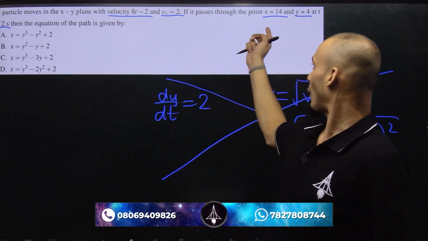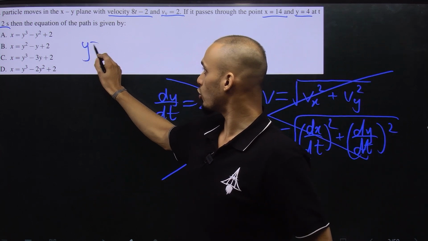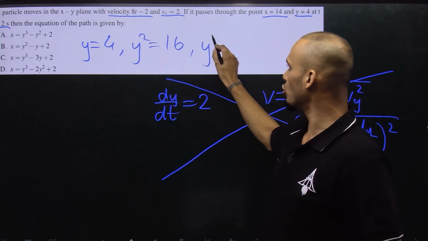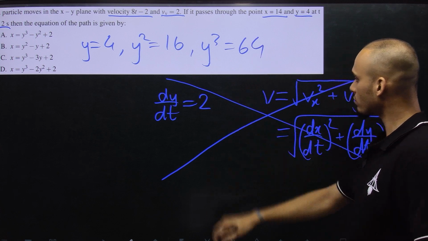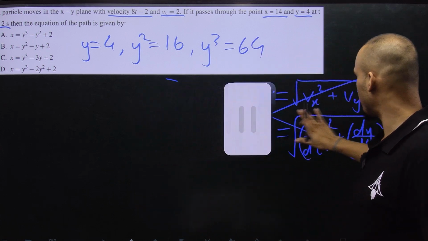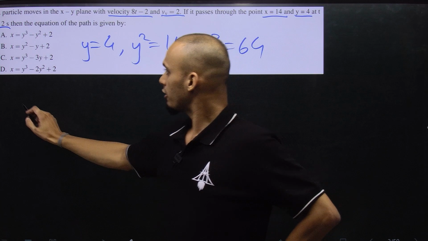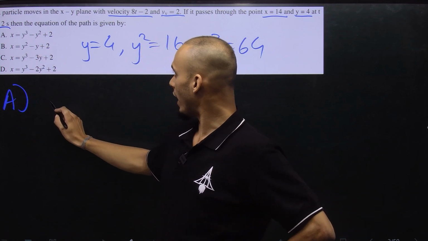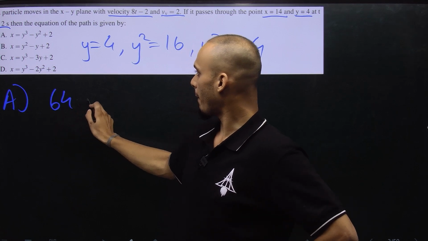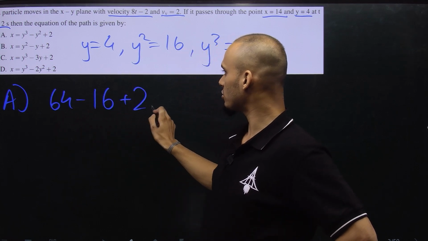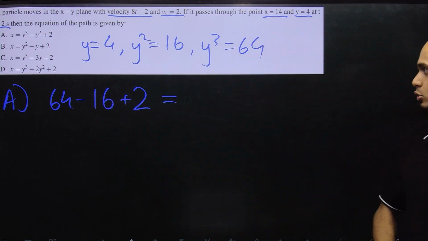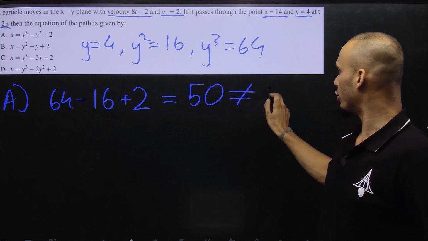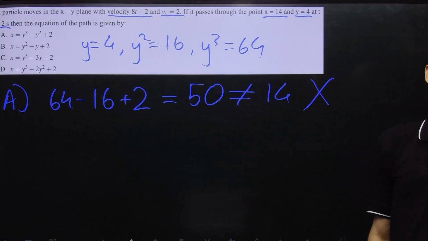Let's see. At y equal to 4, y square will be equal to 16. Similarly, y cube will be equal to 64. Let us just check the first option in this case. First option says that x equal to y cube minus y square plus 2. Y cube is 64 minus y square is 16 plus 2. 64 plus 2 we get 66 minus 16 we get 50, which is not equal to 14. So option A is not it.